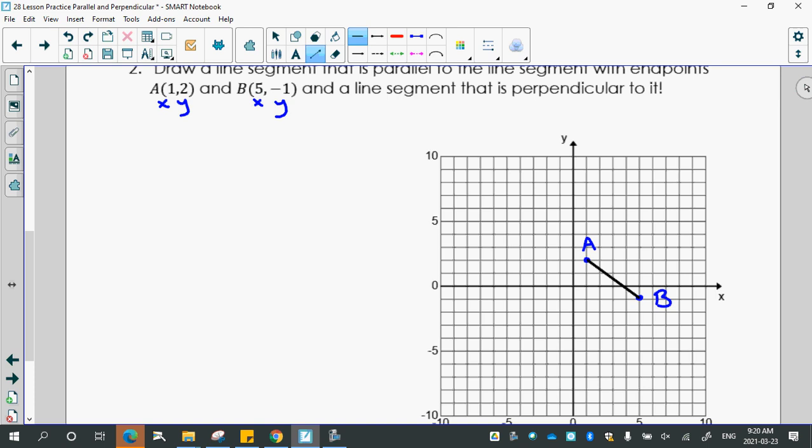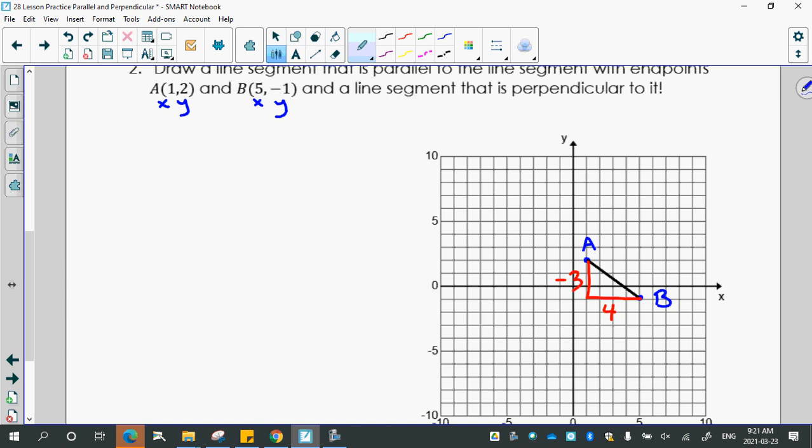Now I have to draw a line segment that's parallel with it. Any ideas how I could do that? You find the slope. Perfect. The negative reciprocal. Parallel first. Gotcha. Well, you could find the slope and then make a line right next to it. You say the same rate? The same rate of change. Good. Okay, so does everyone agree my slope is down 3 over 4?